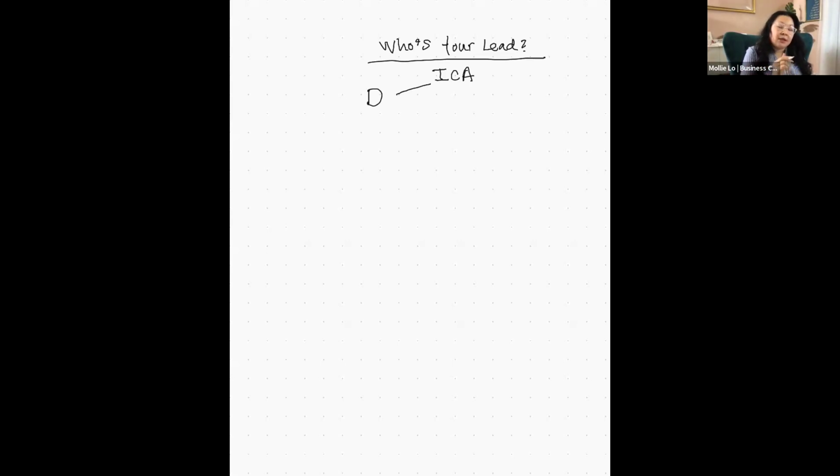The other component here of understanding who your lead is so you can find them and attract them and connect with them is urgency. Okay, and I'm going to put a U here for urgency. Now, urgency is one of those things where you want your ideal client to bring urgency to the table.